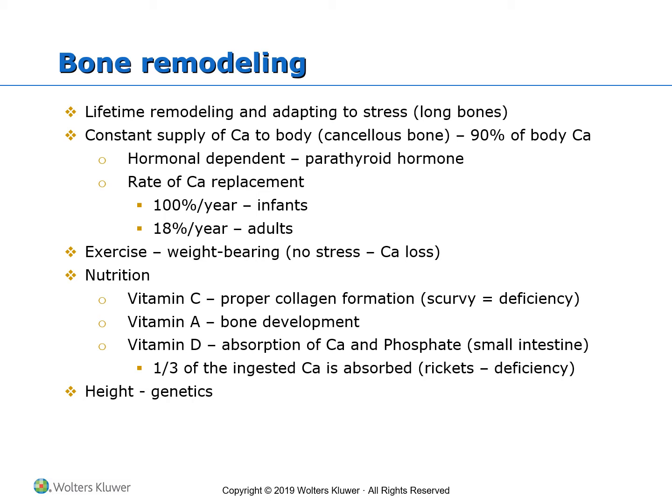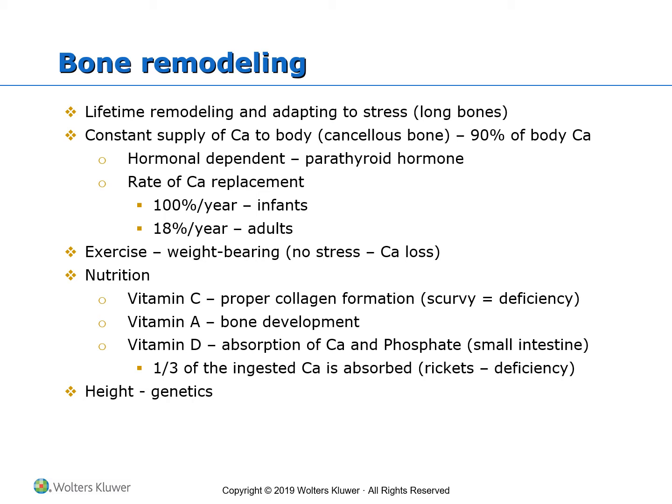Every single molecule of calcium in our body will be replaced at a certain point. And if we look at the infants, the rate of calcium replacement is 100% per year. It means that every single molecule of calcium in the body of an infant will be replaced throughout 12 months. On the other hand, in adults, we have slower rates, and the older we get, the slower will be the rates of replacement. And when I say replacement, it means I'm removing a molecule and I'm replacing it with a new one. So in adults, this process of replacing it is only 18%.